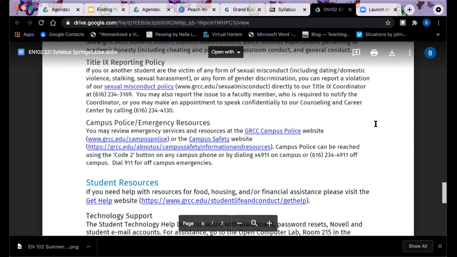So if you are not comfortable reporting it on your own, or you want to report on behalf of a friend who maybe won't speak up for themselves, then you can come to a faculty member. We have to report it, so we can do that and help make sure that whoever is involved is getting the right support that they need.